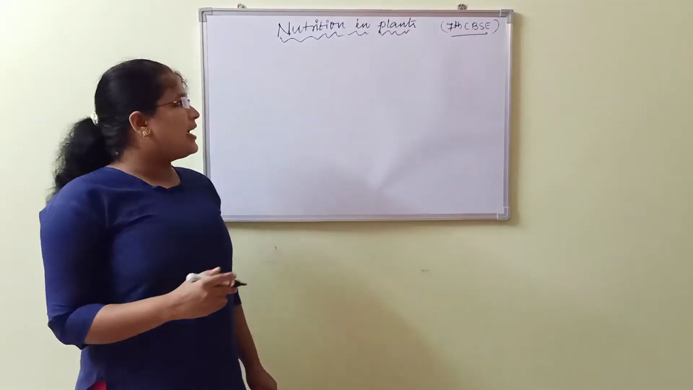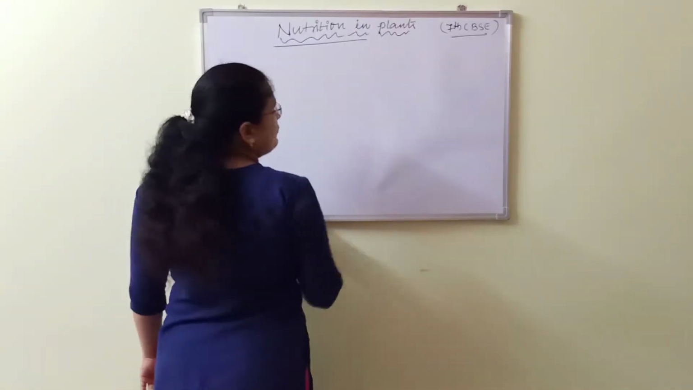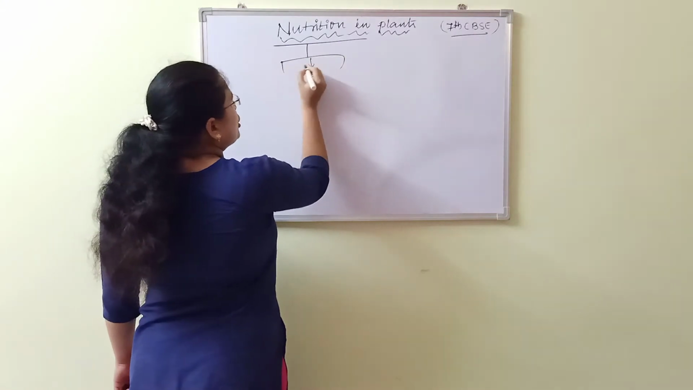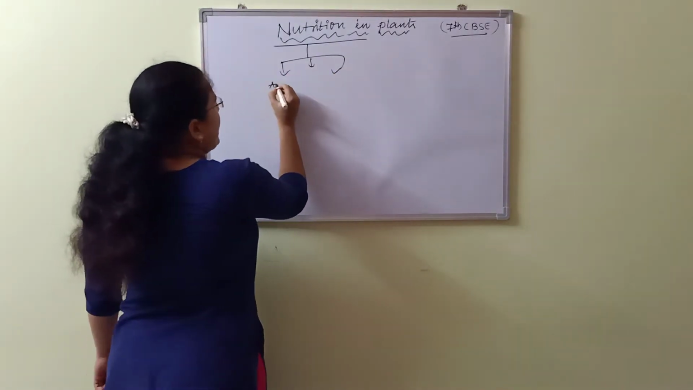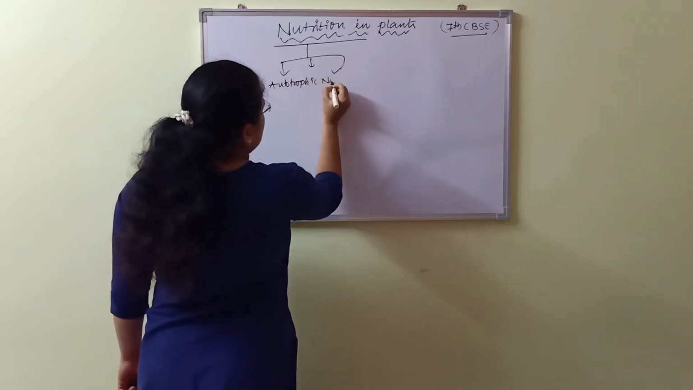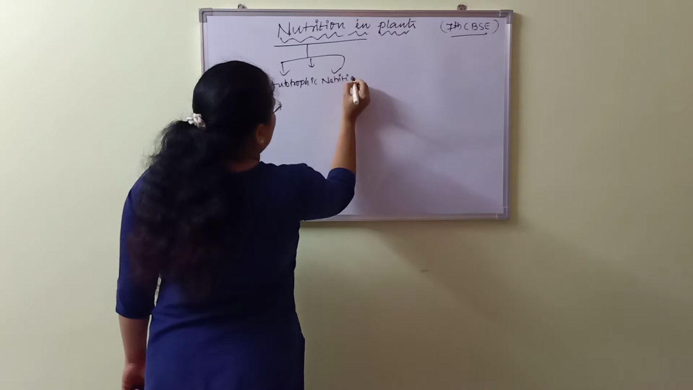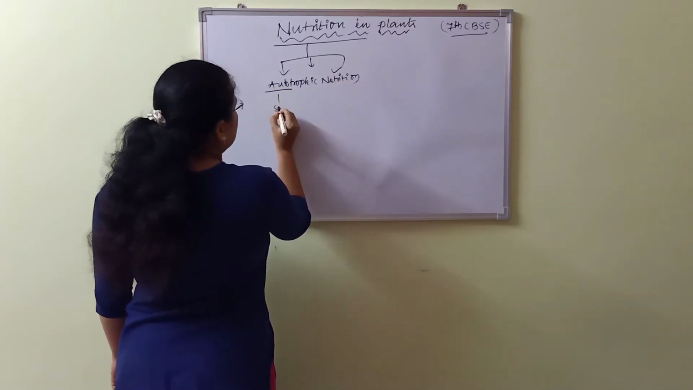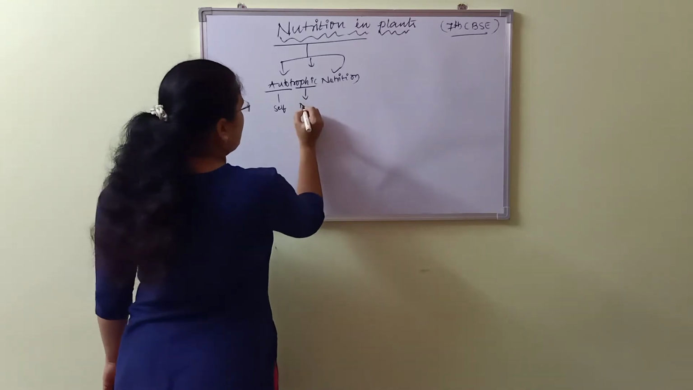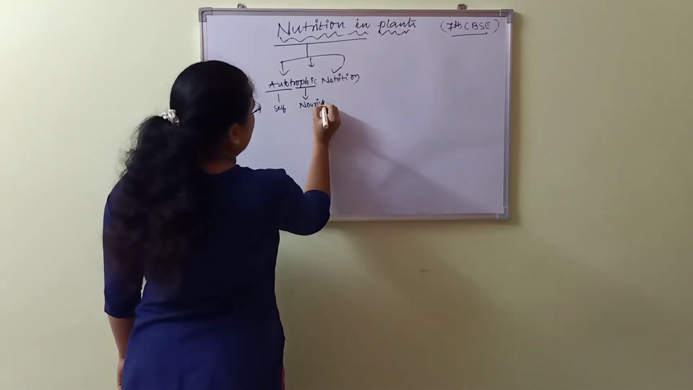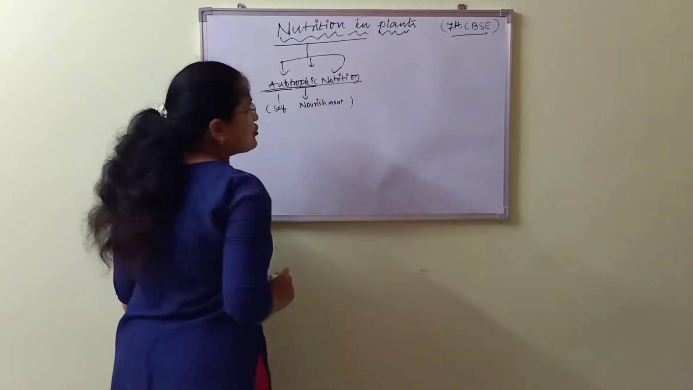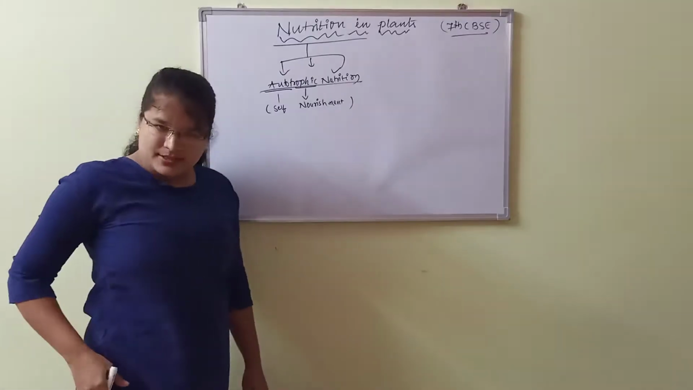Thank you. See, in the nutrition topic, we have already discussed that nutrition is categorized into three types. In those three types, the first one is autotrophic nutrition. If you see here, auto means self. Tropic means nothing but nourishment, as we have already discussed. Here, autotrophic nutrition takes place only in the plants.